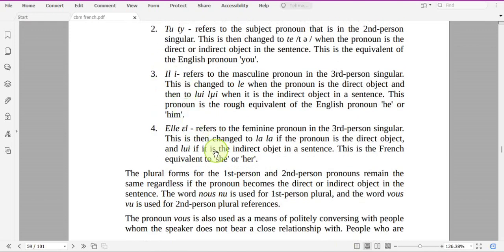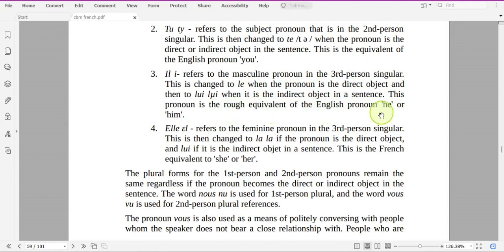The same for elle. Okay, il refers to the masculine pronoun in the third person singular. So this is simple. But this is changed to le when the pronoun is the direct object, and then to lui when it is indirect object in a sentence. This pronoun is the rough equivalent of the English pronoun he or him.